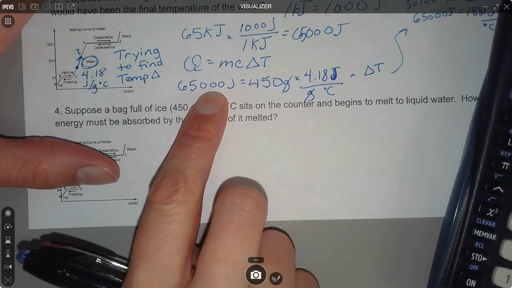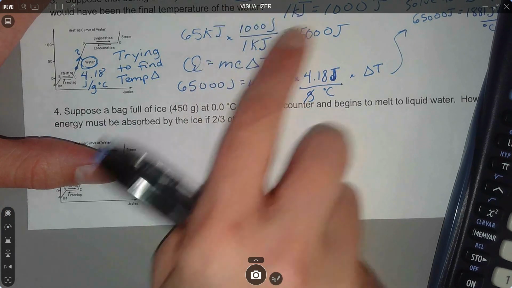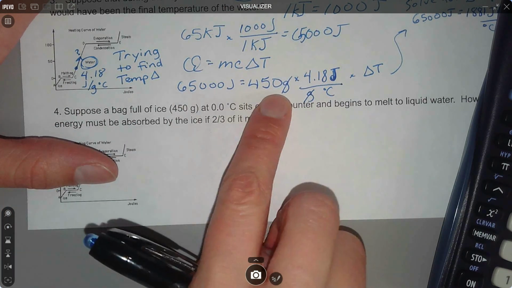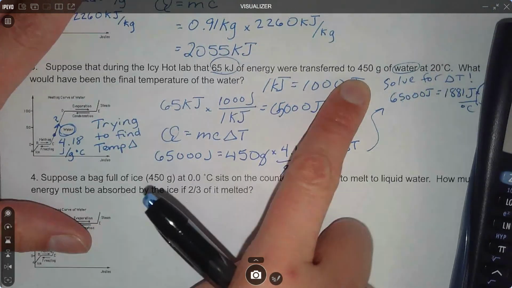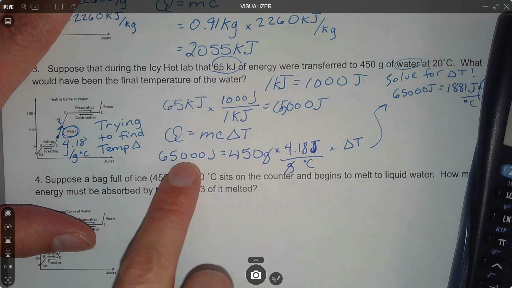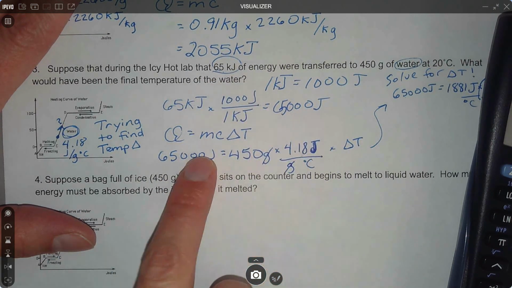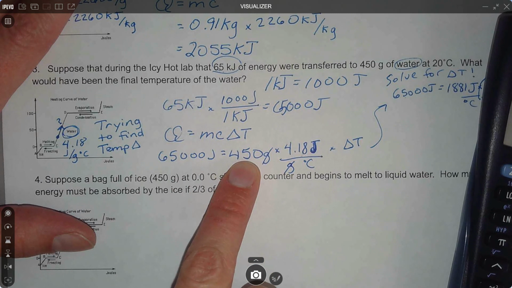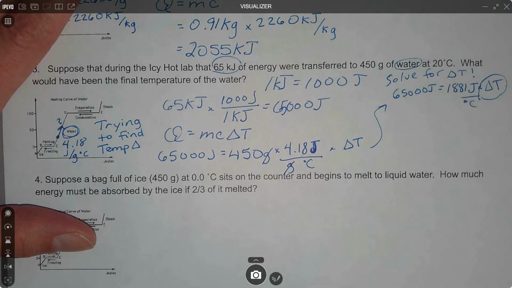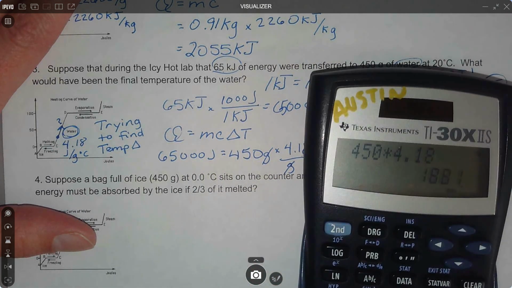The 65,000 is from here, right? Because we did that. The 450 is from there. Oops, I'm sorry. I'm off the edge of the page there. 65,000 is from here. This one, I just did 450 times this. I just did the multiplication.